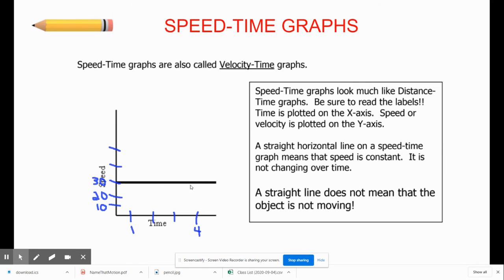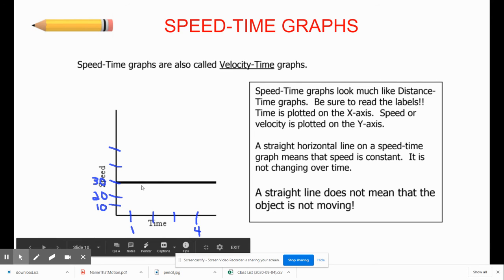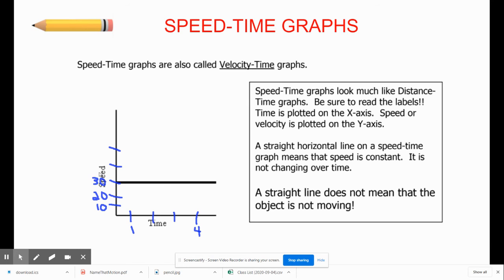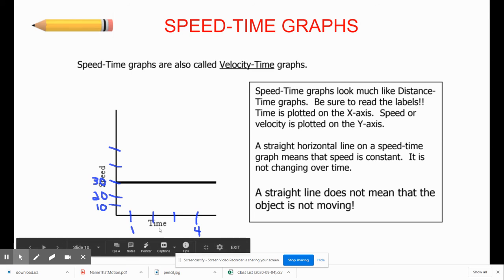A straight line doesn't mean something is not moving anymore. A straight line just means that this object is going 30 miles per hour. See the 30? And it's at a constant speed right there. It's not changing. But again, you have to look at what the graph is. On a distance time graph, a horizontal line does mean that the object isn't moving, but that's not what this is. This is a speed time graph.